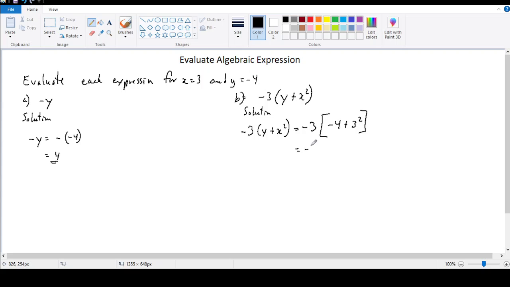This gives us now -3. By the order of operations, we have to work exponents first. So we have here 9 close bracket. We have to work brackets first in this case here. This gives us 5 now. And so we have -3 times +5, that gives us -15. So we can say that -15 is the value of this algebraic expression when x equals 3 and y equals -4. That's how we work out this one here. As you can see, it wasn't difficult to evaluate an algebraic expression.